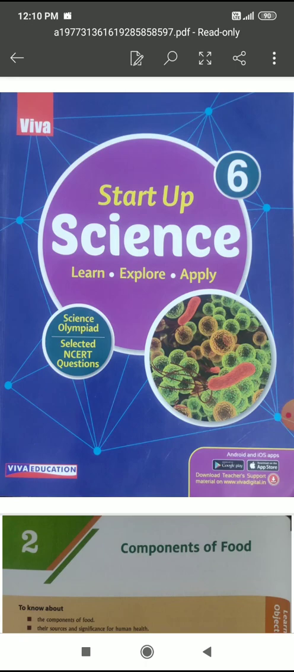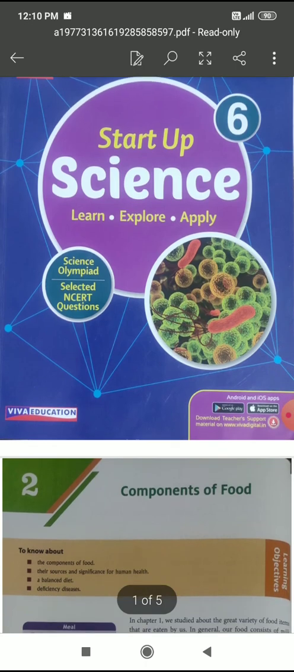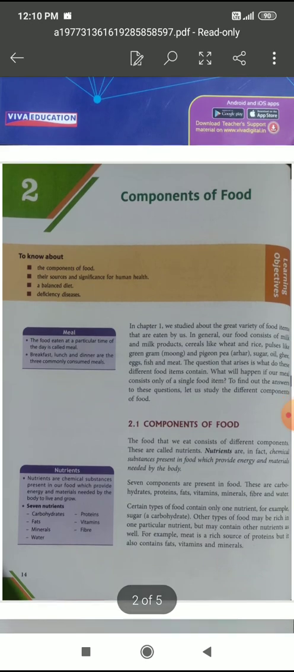Children, today we will discuss chapter 2, components of food. So dear children, open your book and see page number 14. In this chapter we will discuss the components of food, their sources and significance for human health, a balanced diet, and deficiency diseases. Okay.